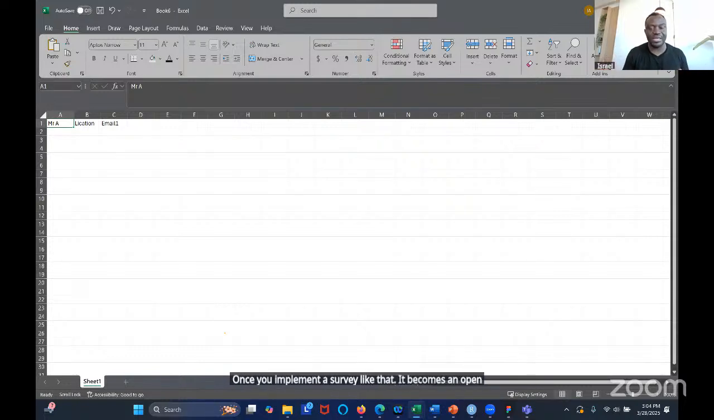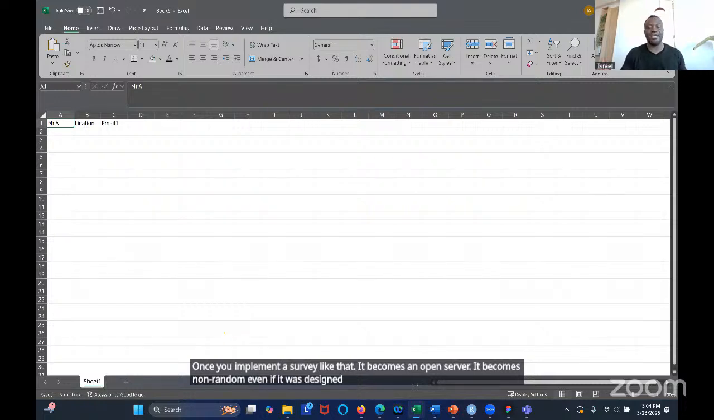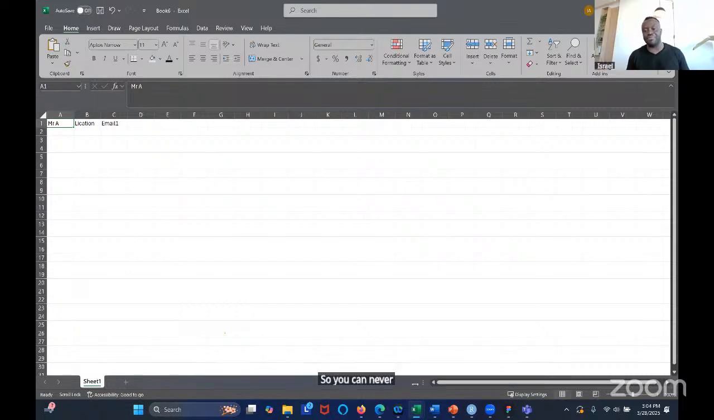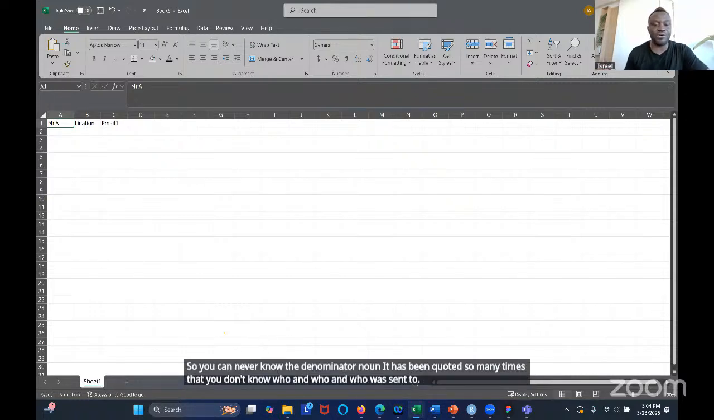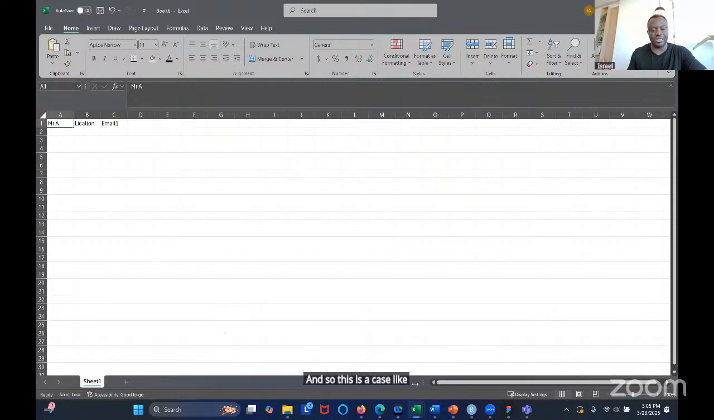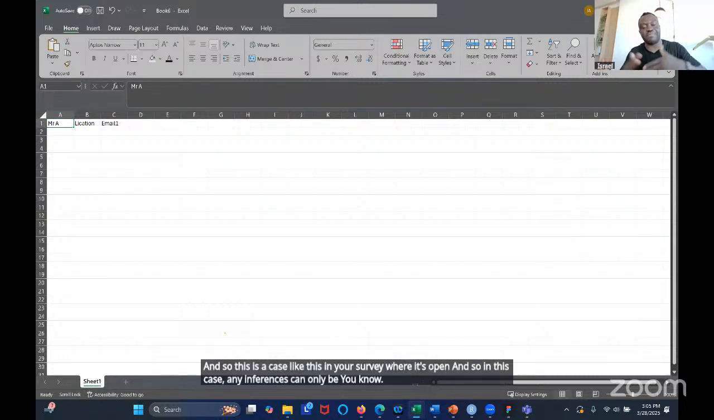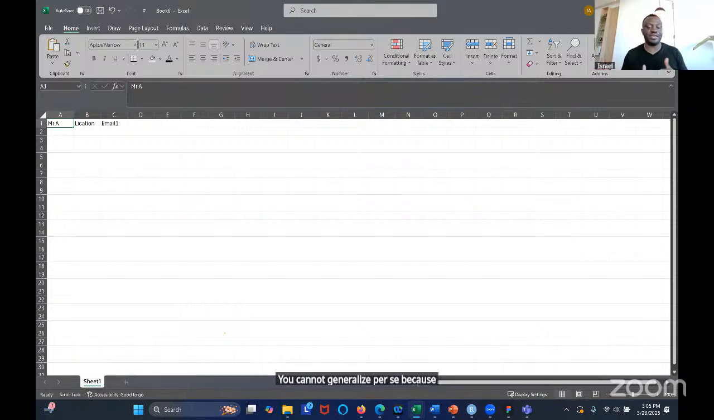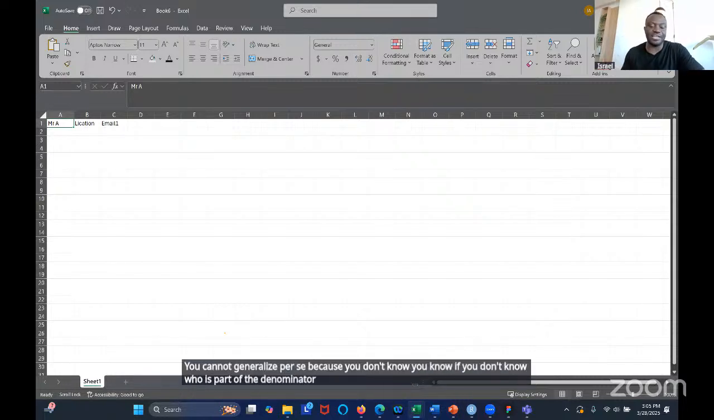It becomes non-random, even if it was designed as random. Imagine you put a link on WhatsApp or Facebook and say, hey, people, take the survey. The link can be shared and propagated in ways you never imagined. So you can never know the denominator, because it has been forwarded so many times that you don't know who it was sent to. In this case, any inferences can only be within the context of participants who took the survey. You cannot generalize, because if you don't know who is part of the denominator, it's hard to know whether or not the results are generalizable.